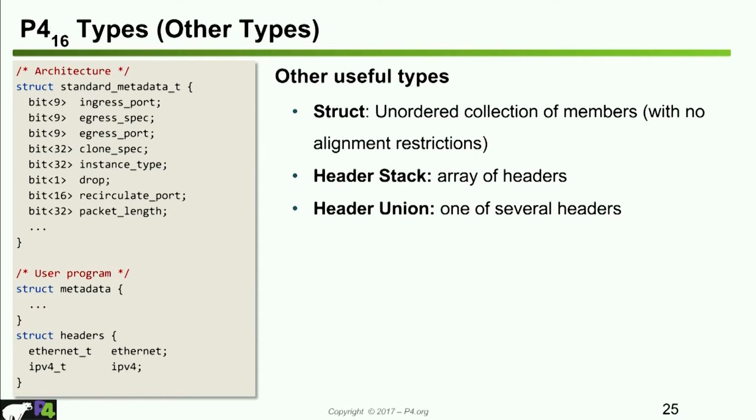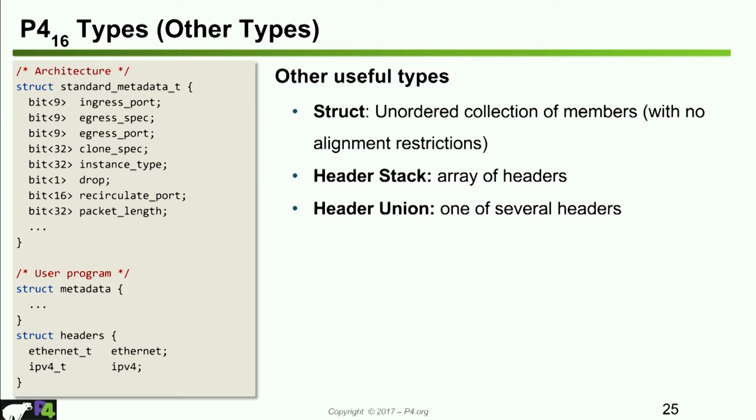So some other useful types, there's the struct. Structs are very useful, and we already saw a use case of this when we showed the standard metadata for the V1 architecture. Structs are an unordered collection of members with no particular alignment restrictions. There are 3 structs that are commonly used for all P4 programs that target the V1 architecture, and that we'll be using to build our IP router. That's the standard metadata. There's metadata, which is where you as the user can define your own metadata fields, and this will be passed along with the packet as it propagates from block to block of the architecture. And then there's the header struct. These are the headers of the packet that are also passed along with the packet.